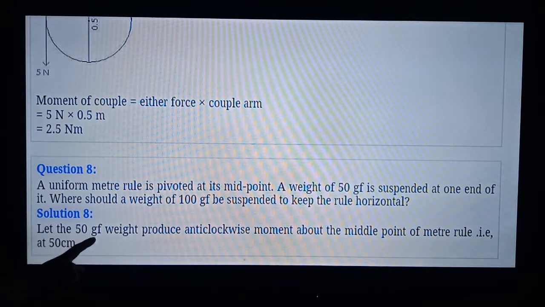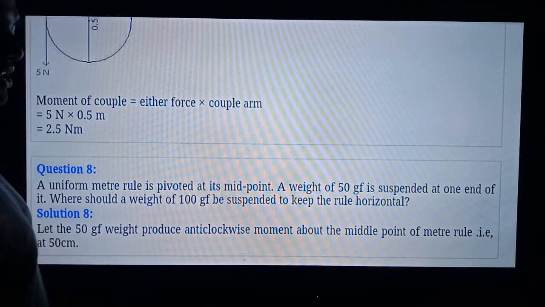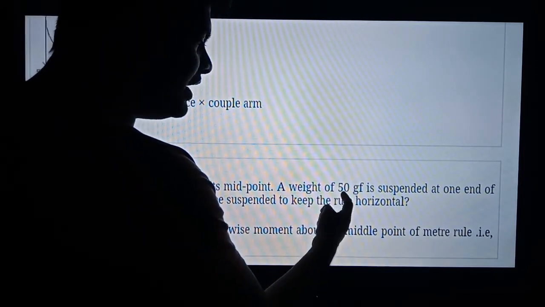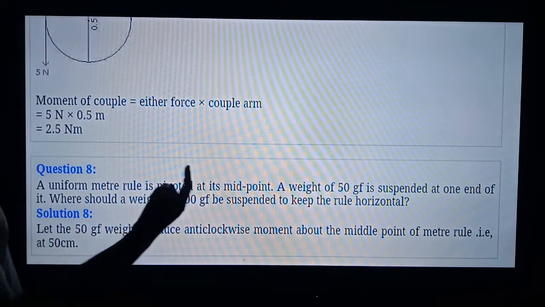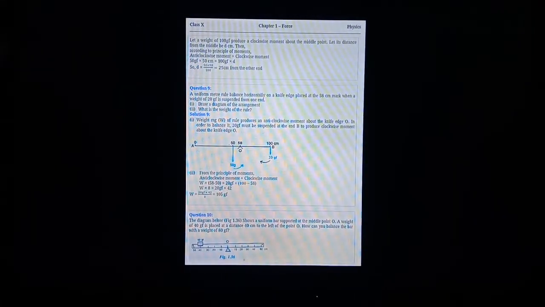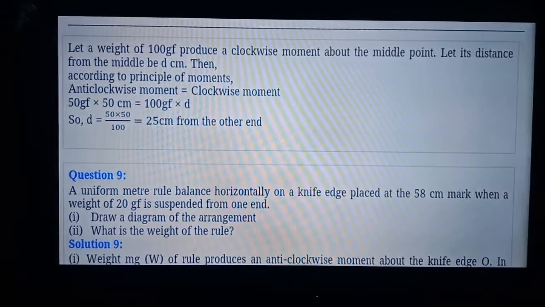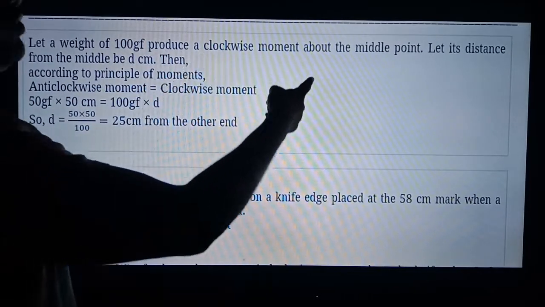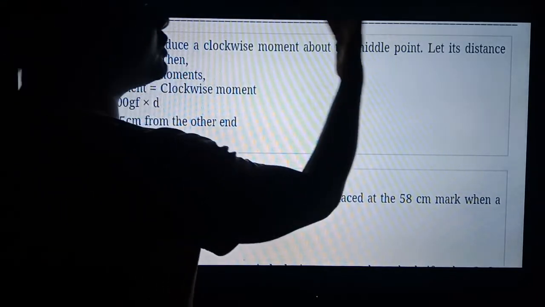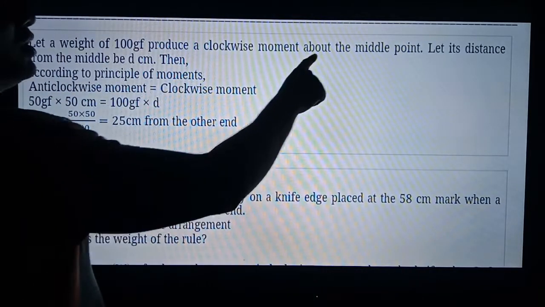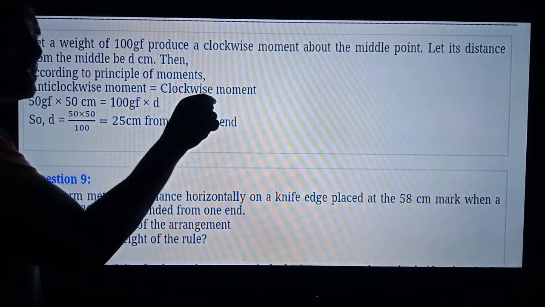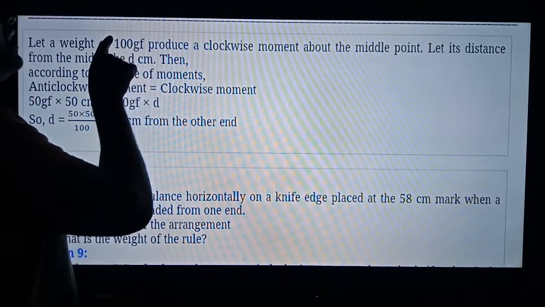Suppose the 50 gram force weight produces an anti-clockwise moment about the midpoint of the meter rule. Because it is kept at one end, the distance of the 50 gram force from the midpoint will be 50 centimeter. Let the weight of 100 gram force produce the clockwise moment, means the 50 gram force is kept on this side of the meter rule and the 100 gram force is kept on this side of the pivot point. About the midpoint, let its distance from the middle be d, means from the point of pivot the distance of the 100 gram force is d.